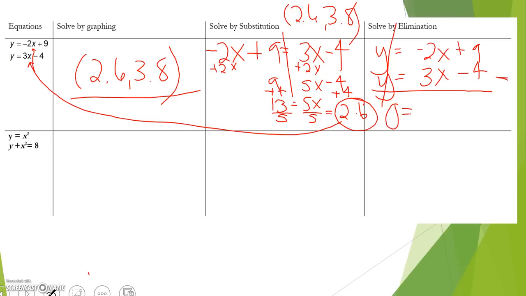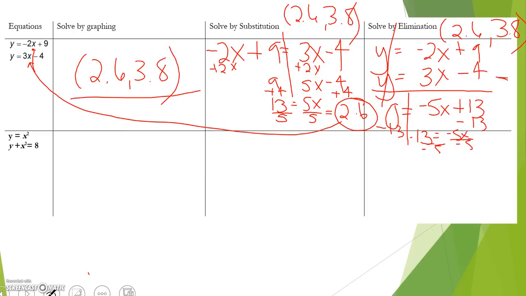Now I do negative 2x minus 3x, which is negative 5x. And I do 9 minus negative 4, which is 13. Now I solve this for x. So I get negative 13 equals negative 5x. I divide by negative 5, and sure enough, x equals 2.6 again. To find the y value, I do like I did in the last problem, and I plug it into either equation, and I get 3.8.